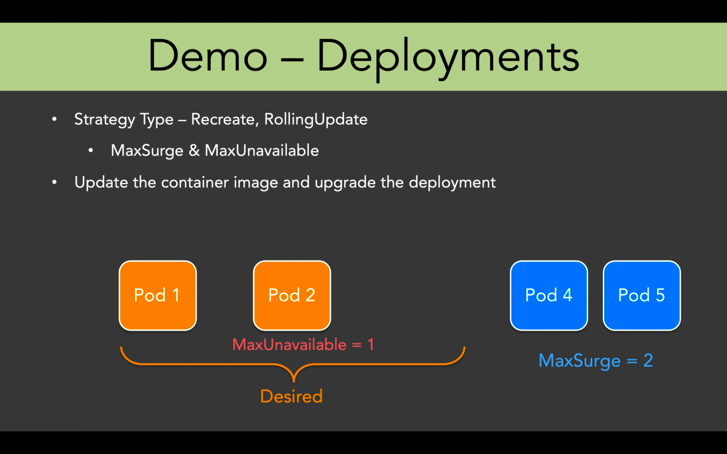So what we'll do now, we'll update the container image and try to upgrade the deployment. First of all, we'll create a new deployment. We'll not use the previous one. And once that is done, we'll try to roll back the changes, whatever we have done using the deployment.